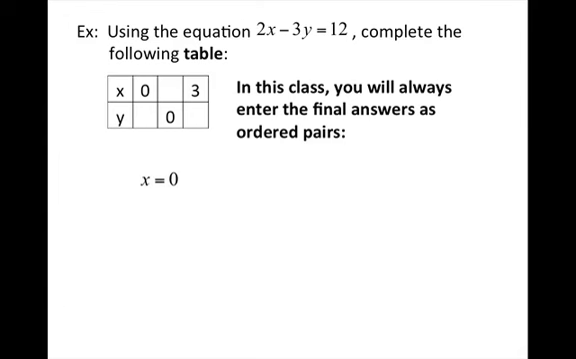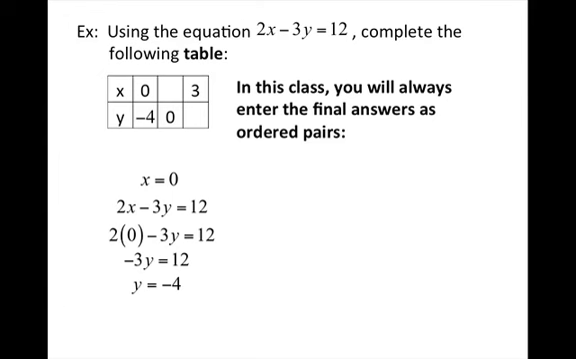So for the first ordered pair, x is a 0. And I'm using the equation 2x minus 3y equals 12. So replace the x with a 0, and I have 2 times 0 minus 3y equals 12. Well, 2 times 0 is 0, so I just have negative 3y equals 12. Now if I divide each side by -3, I get y is -4. We can put that -4 in our table of values, but also remember to write this as the ordered pair. x is 0 and y is -4, so we have the ordered pair (0, -4).